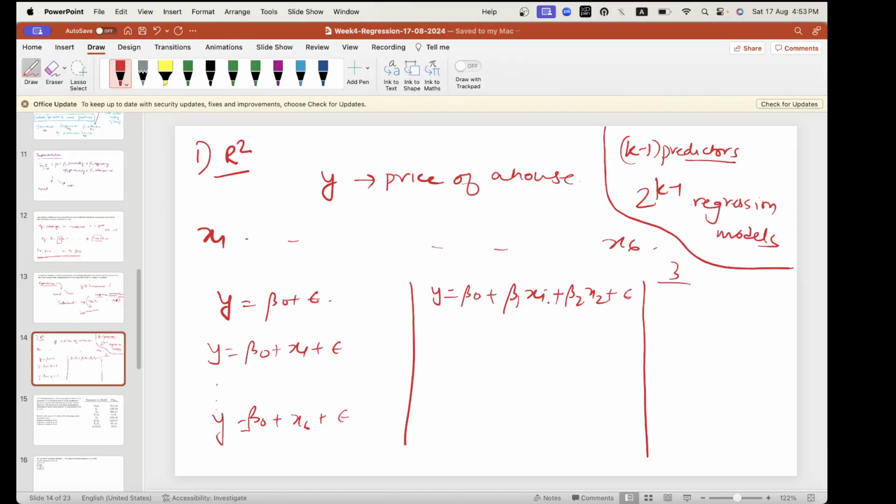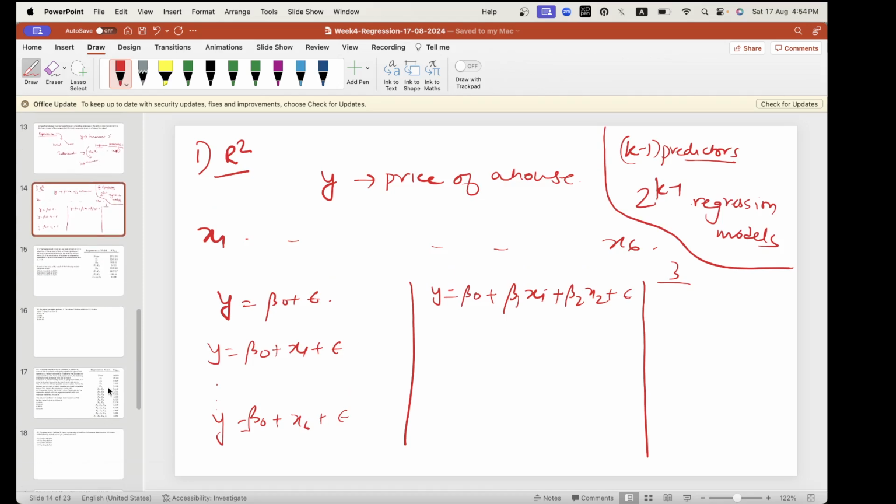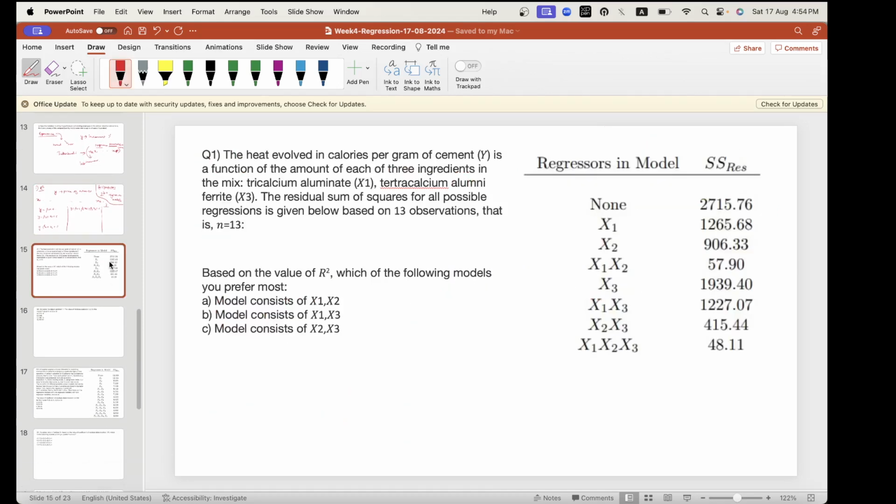Okay, so now that we have 2 to the power k minus 1 regression models, we are going to see how to reduce that space to actually find out what could be the optimum number of predictors and which ones could be those predictors. Alright, so I think it's better if we do it with an example. So let's just get on to it.